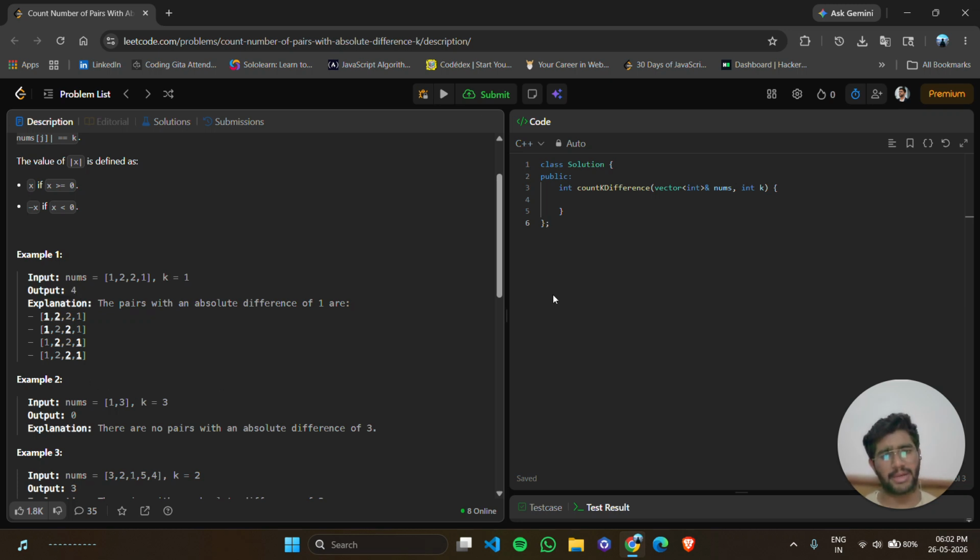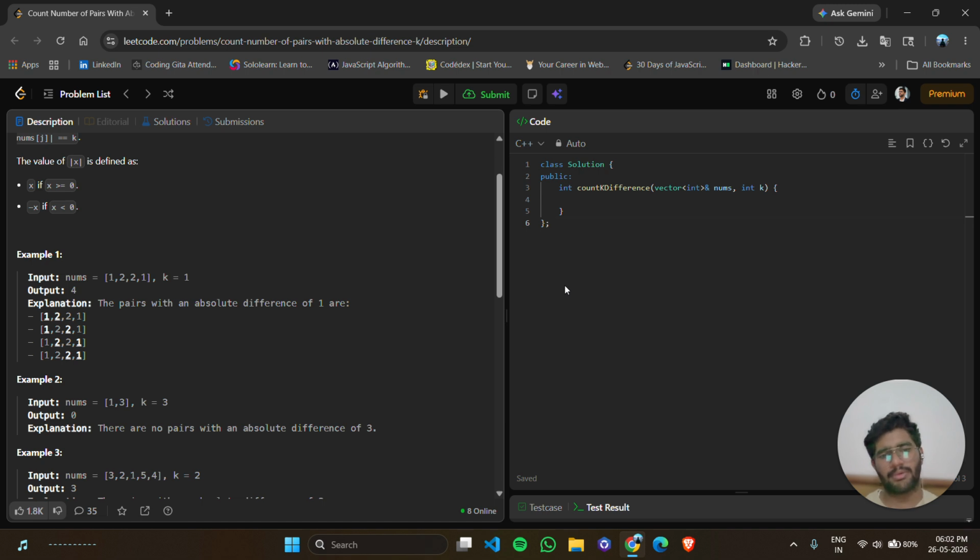So we are given an array nums and an integer k. We need to count pairs (i, j) such that i is smaller than j and mod of nums[i] minus nums[j] is equal to k. So now what is absolute difference? Absolute difference means distance between numbers. Example: mod of 5 minus 3 is equal to 2, and mod of 3 minus 5 is also 2, because sign doesn't matter in mod.